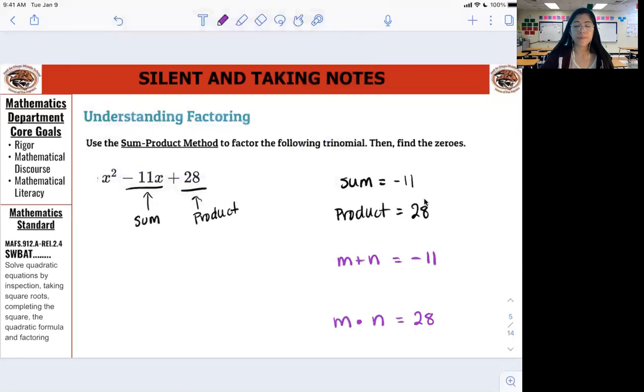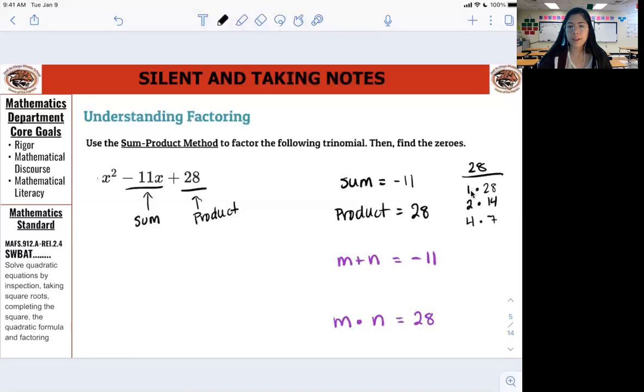Now here's my strategy. This might be able to help you. The number 28, we can see what all the factors are of 28. So 28, 1 times 28, 2 times 14, yep. What else? There you go, 4 times 7. I believe that's it.